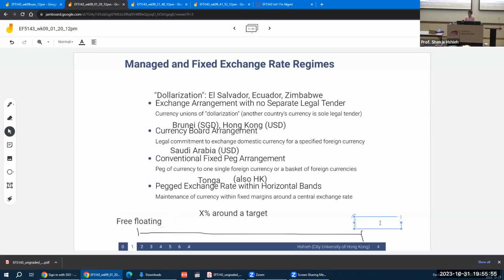At the other extreme, you get a peg, a very deterministic exchange rate between currencies, so zero uncertainty what that exchange rate value should be, and the central bank all it does is maintain that. But of course, there's a cloud of different policies in between. You think about Hong Kong, Brunei, Singapore, and so forth, that have something in between free floating and peg.